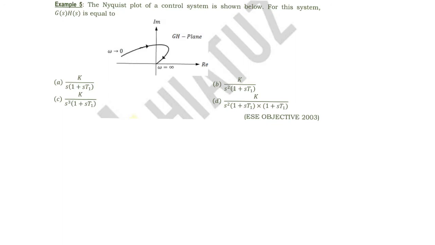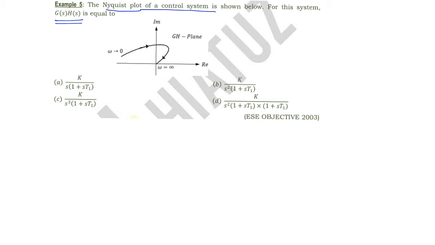Now we will solve a few questions on polar plot. The question here is: the Nyquist plot of a control system is shown below. For this system, G(s)H(s) is equal to what? One thing you have to observe here is that it is referred to as Nyquist plot. Most of the time the Nyquist plot and the polar plot are used interchangeably. There is a slight difference, and we will discuss it when we discuss the Nyquist criterion.